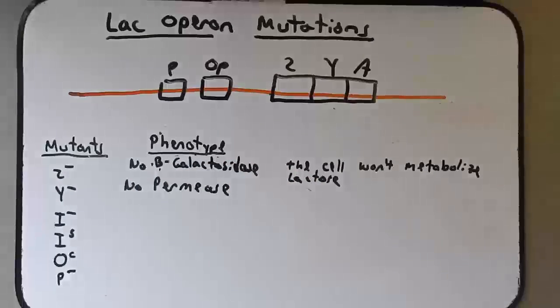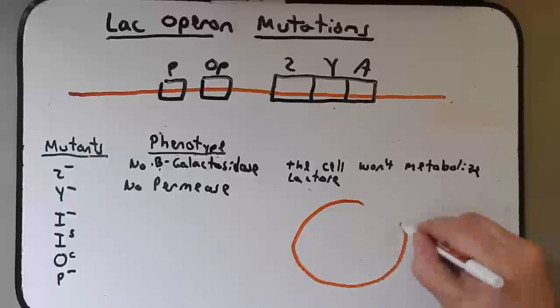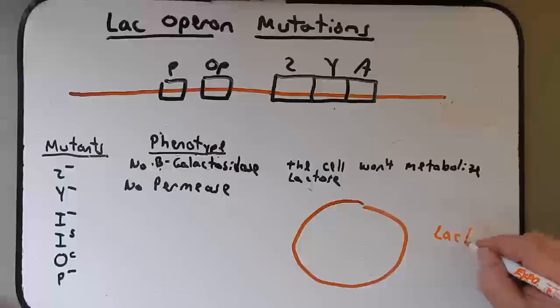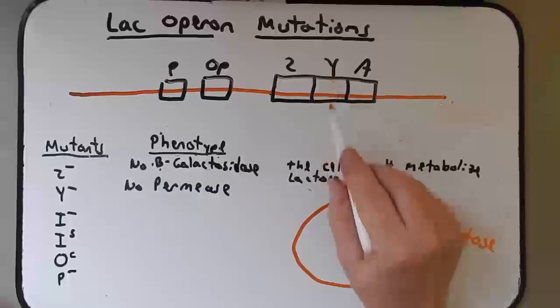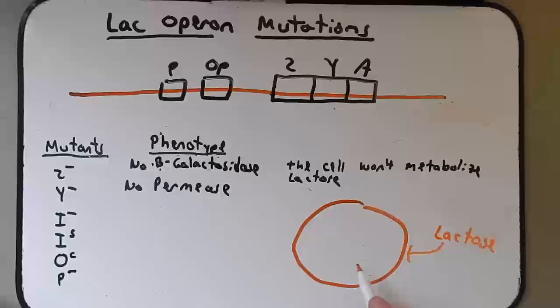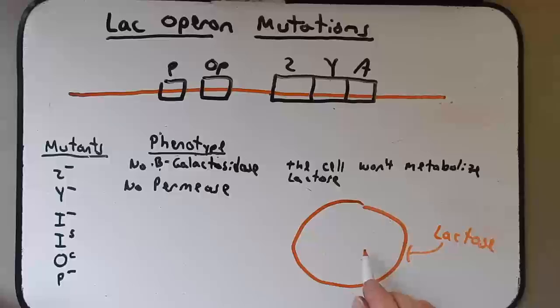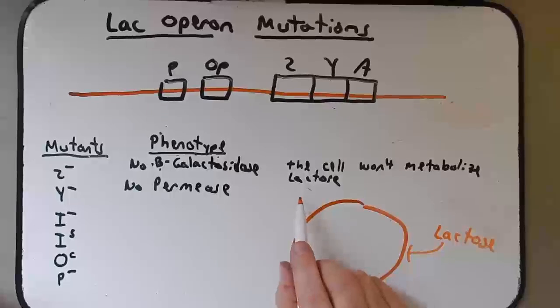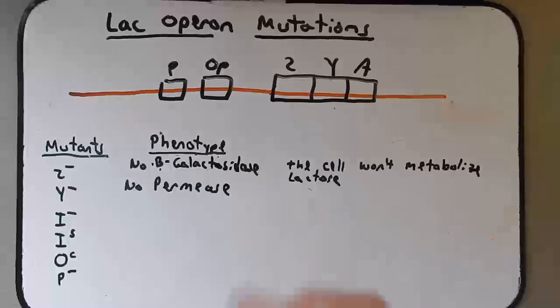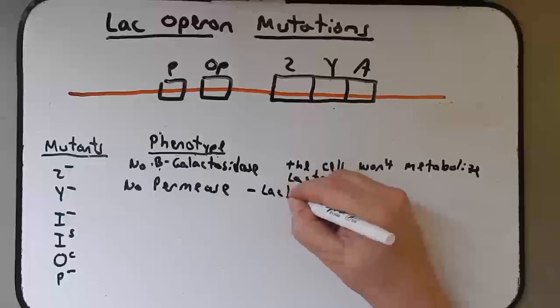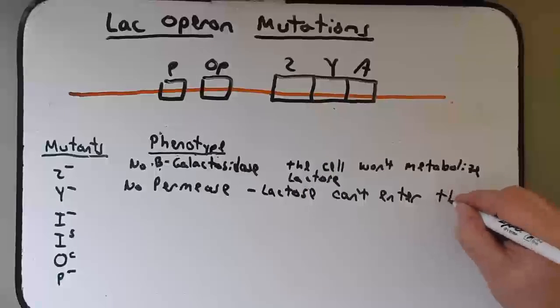Now the Y mutant here, Y minus, would make no permease. This turns out to be pretty bad for the cell. Because if we have our cell here, we have our lactose outside of the cell, it can't get into the cell because remember, permease, the Y gene here, usually makes a channel to let lactose in. And if there's no lactose permease present here, all the lactose stays outside of the cell. And as a result, beta galactosidase can't do its job inside of the cell. So lactose cannot be metabolized because it's stuck on the outside of the cell. So here we can say lactose can't enter the cell.